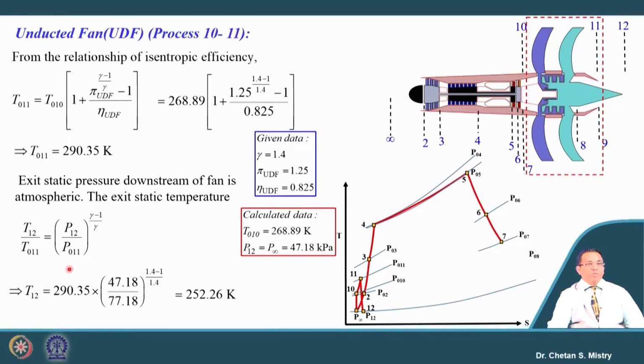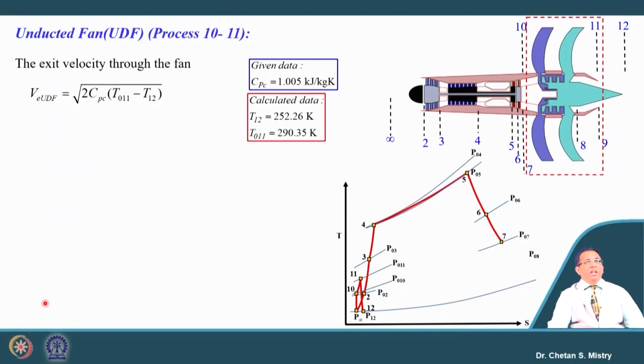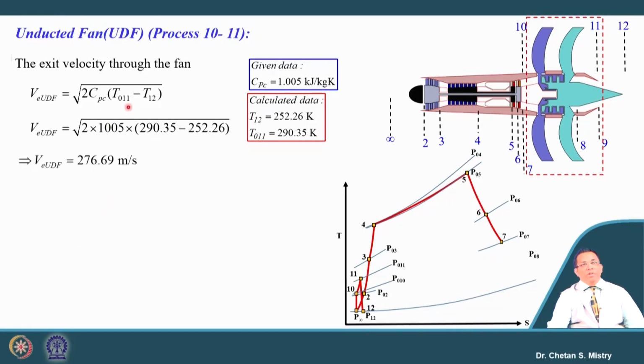Now, just realize the use of this number. This static temperature is used for the calculation of the exit velocity from the unducted fan. This exit velocity can be written in terms of this equation. If we have the information, it is the square root of 2 Cp delta H, and this delta H we write in terms of temperature. So, here the exit velocity comes to be 276.69 meter per second.